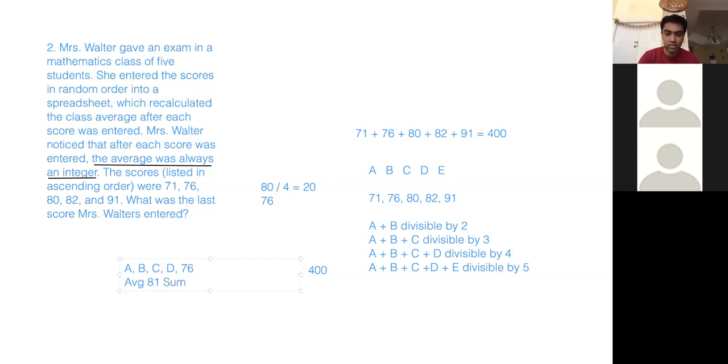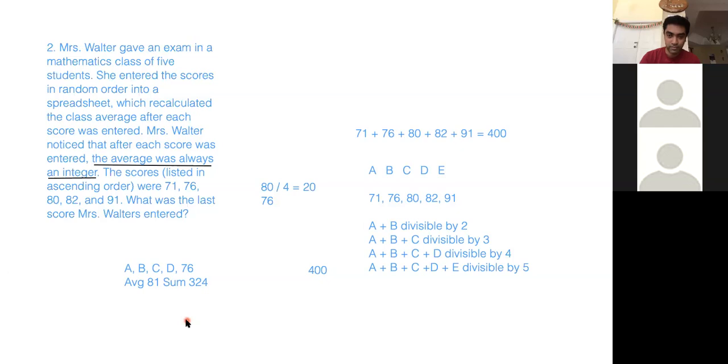The sum is 324. Okay, so now what do we know about the sum of the first 3? It's divisible by 3, right? And the sum of the first 4, is this also divisible by 3? Yes. Okay, so does that help us know what the fourth one should be? So we know A plus B plus C is divisible by 3, but we also know what A plus B plus C plus D is if the last one is 76, right? And we know this is also a multiple of 3. So what should D be?